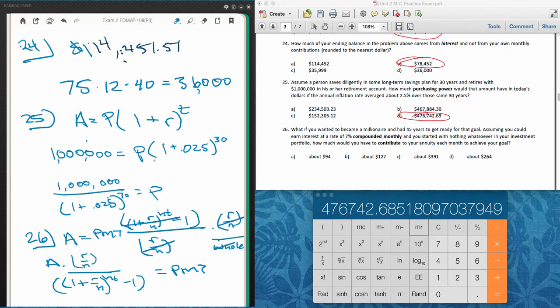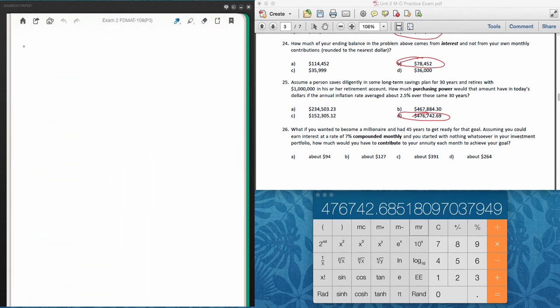I run out of room here, so I'm just going to go to the next page and rewrite all of this with the values in it. Okay, so this is 26 continuing. I'm just going to fill out that value. So it was the amount we want. Now remember, our future value we want is $1 million.